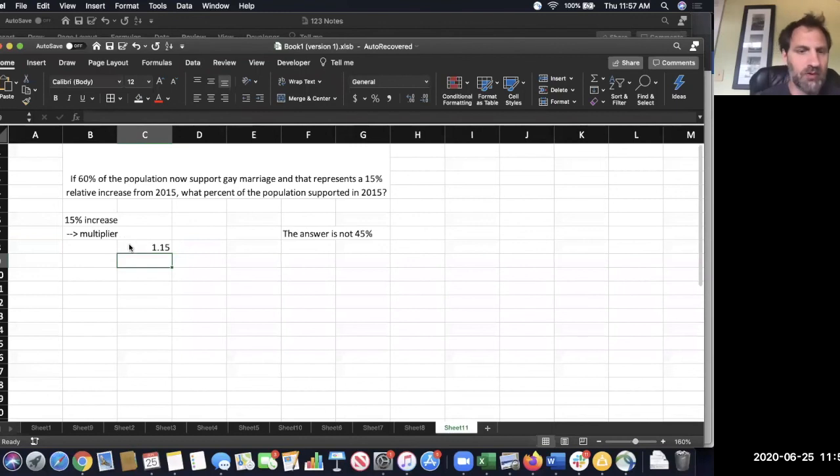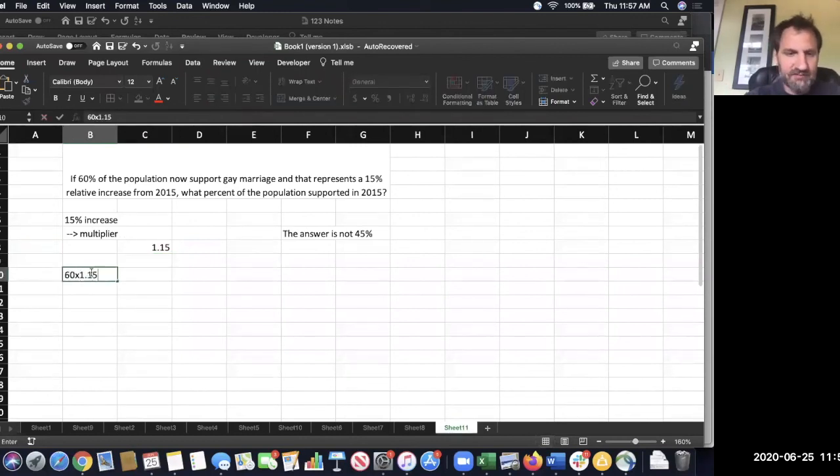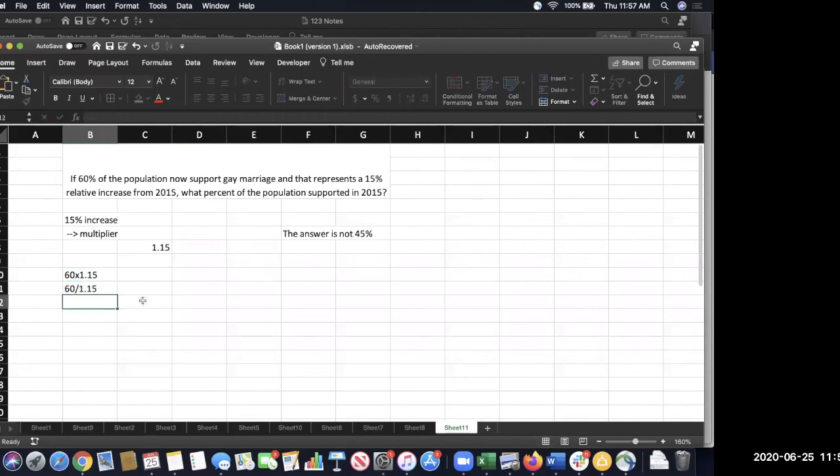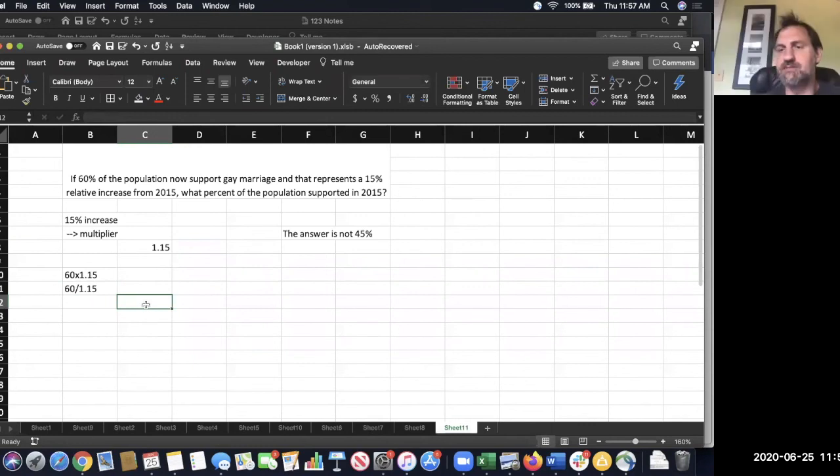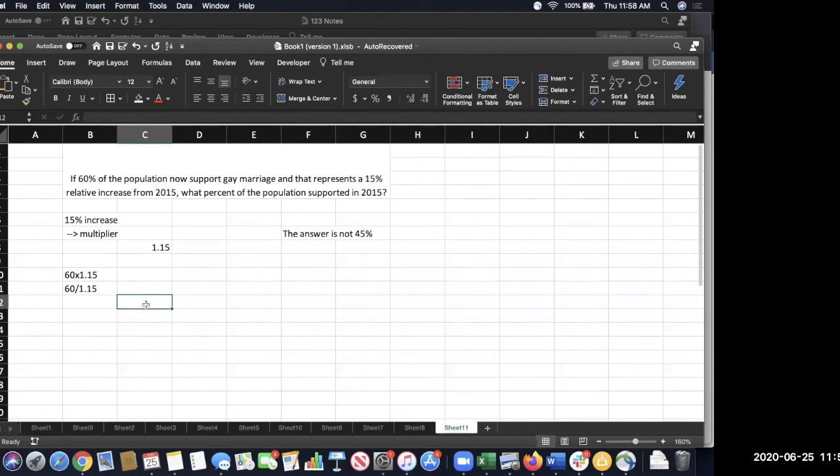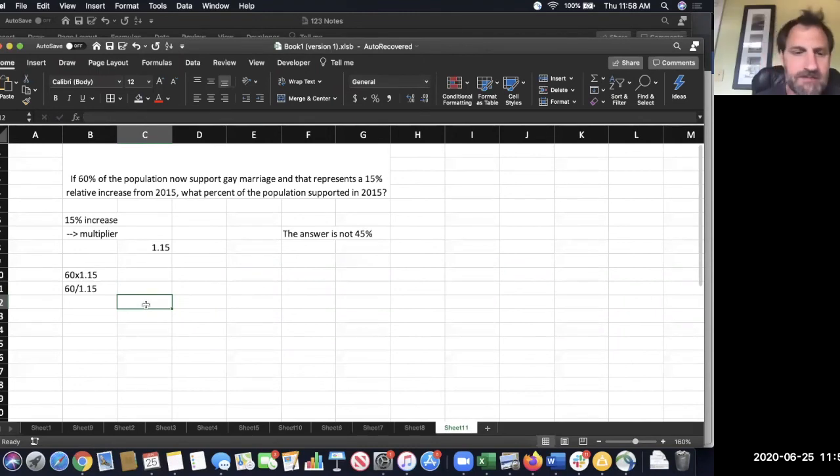And then we're either multiplying or dividing, right? So it's either 60 times 1.15 or it's 60 divided by 1.15. One of those answers is going to make sense as my result. Notice that I'm starting with 60, because that's the number that I'm basing this off of. In multiplication it doesn't matter who goes first, but in division it does. So if I started with 1.15 and then I divided by 60, I would get the wrong answer.